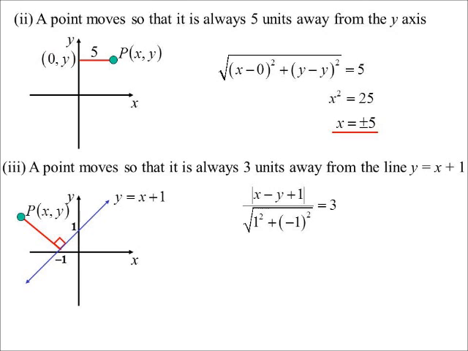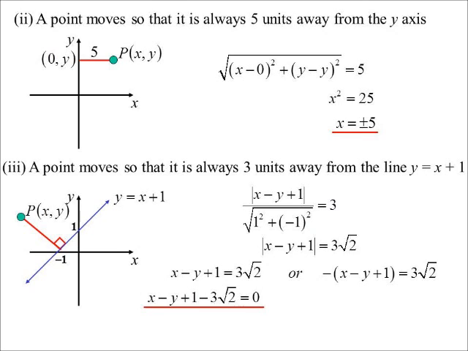There's my perpendicular distance formula using the random point x, y. Multiply both sides by root 2. Absolute value equation to solve. So there's our 2 possibilities. One could be x minus y plus 1 minus 3 root 2, that would be below the line. And there's the other one, x minus y plus 1 plus 3 root 2, would be the one above the line. So sometimes, as I say, it's not as immediately obvious as you might think.